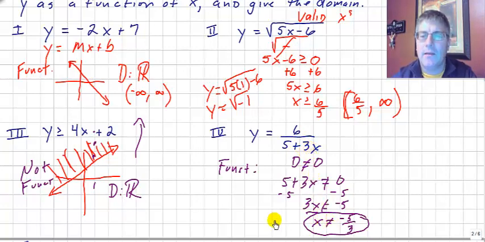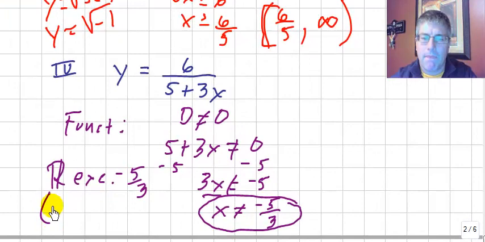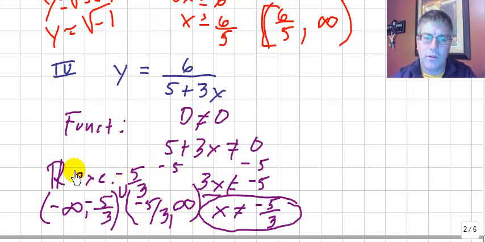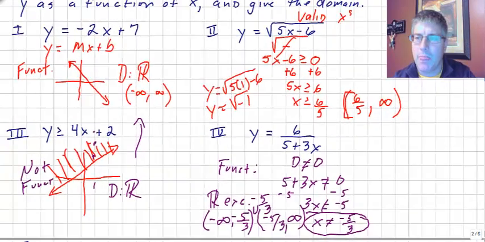We don't want that. So all real numbers except negative 5/3, or from negative infinity to negative 5/3, non-inclusive, in union with negative 5/3 all the way to positive infinity. So there's our interval notation kind of squeezed into the bottom of the page there.